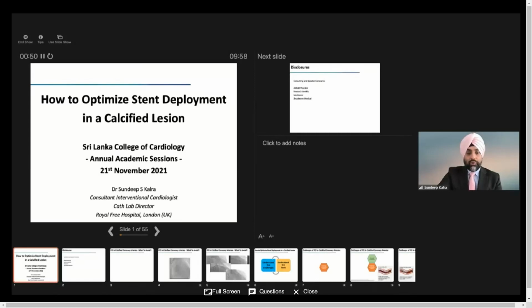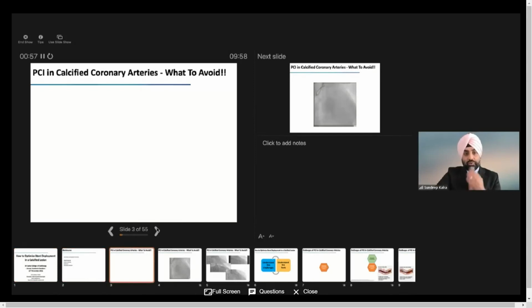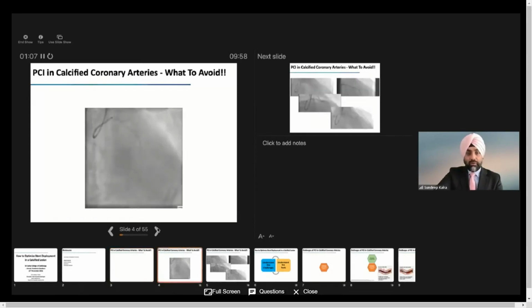So we'll just start by showing what I feel we shouldn't be doing when we're treating calcified lesions. I just want to give an example of a case done in my center by one of my colleagues, and show where we can have pitfalls, and then how I would use a very simple workflow to try and avoid these types of pitfalls.